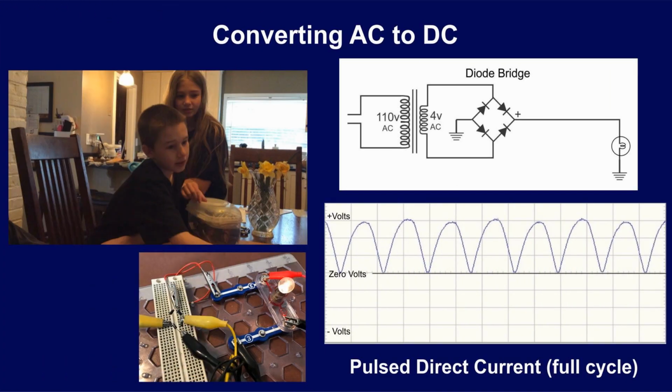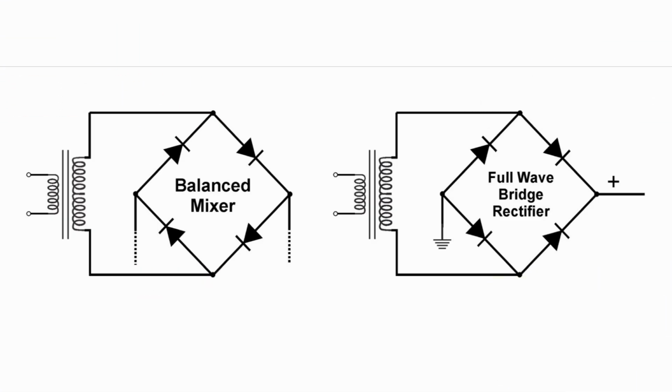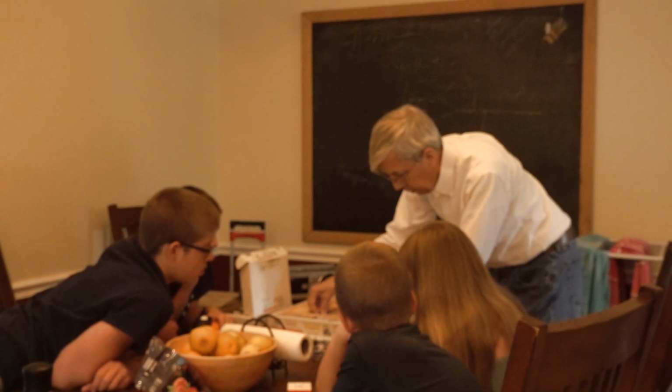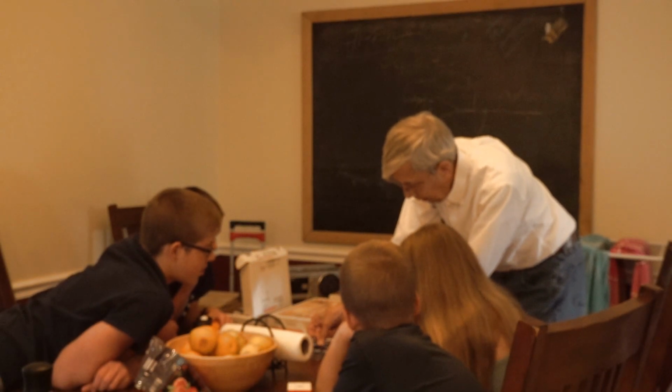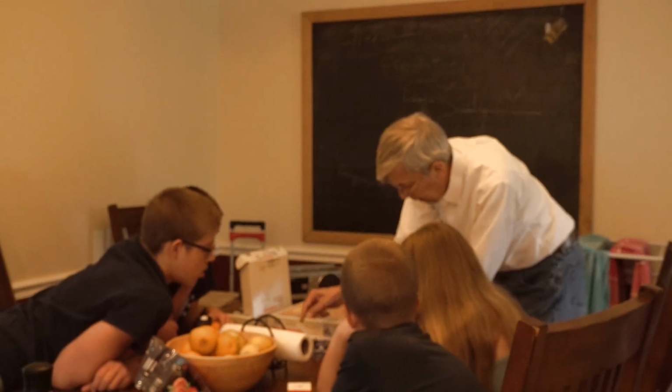Now this looks a lot like the diode bridge we built for an earlier experiment when we converted alternating current into direct current. But if you examine these two circuits closely, you can see that they are not the same. You may want to pause this video and carefully examine the orientation of each diode within these two circuits to see what I mean. Okay, so let's build this balanced mixer with our trusty snap circuits.